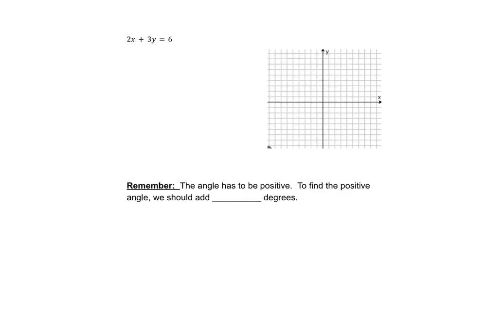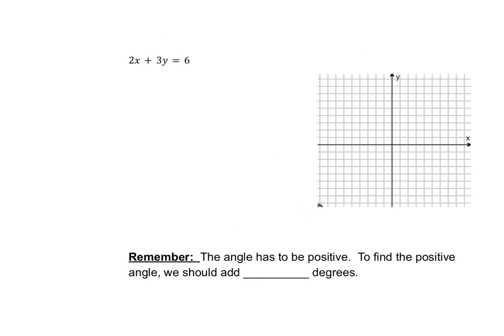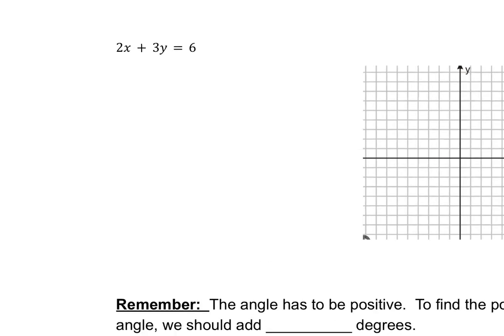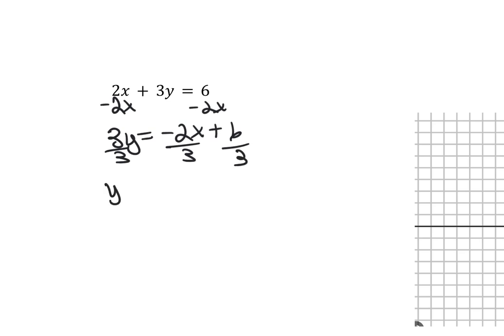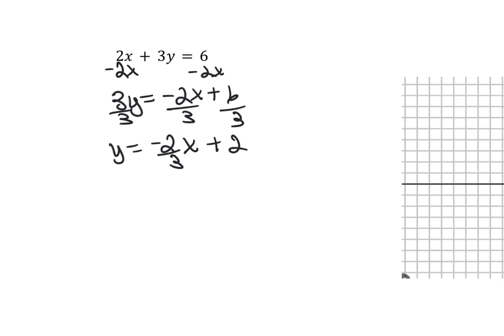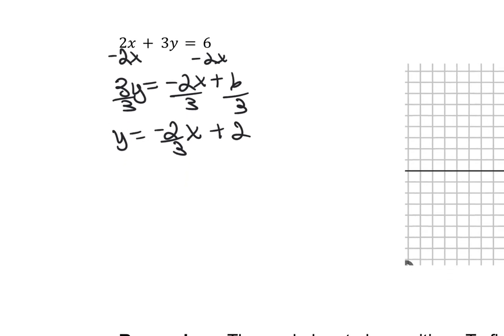All right, so now we have 2x plus 3y. Again, we're going to get this into slope-intercept form. So I'm going to subtract 2x from both sides. And I'm going to have 3y equals negative 2x plus 6. When I divide everything by 3, I get y equals negative 2/3 x plus 2. Okay, I'm going to use that formula of m equals the tangent of theta.